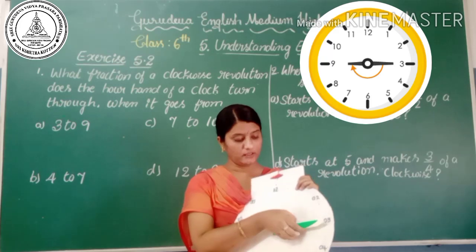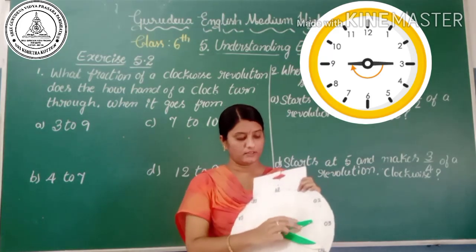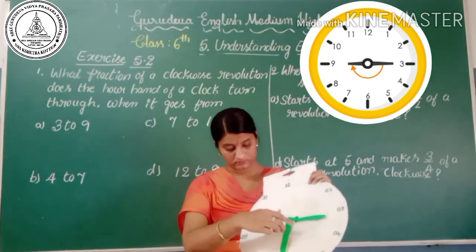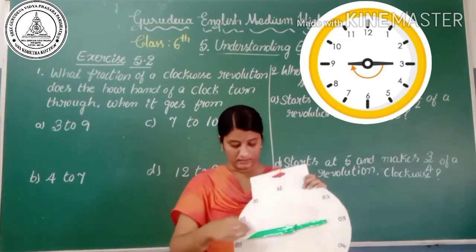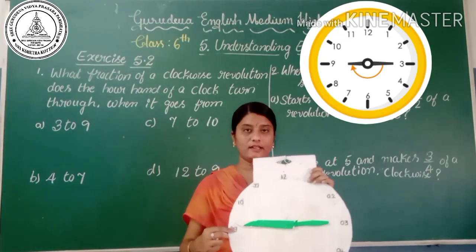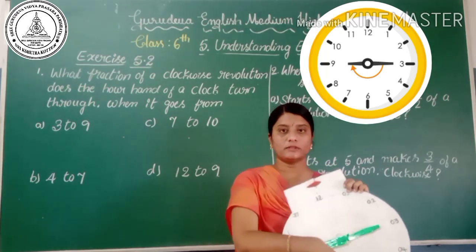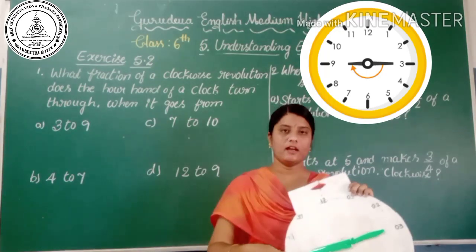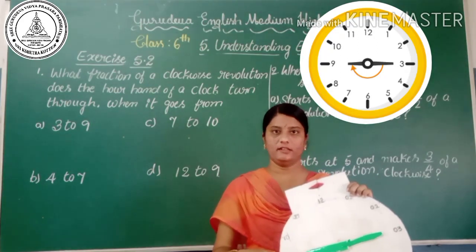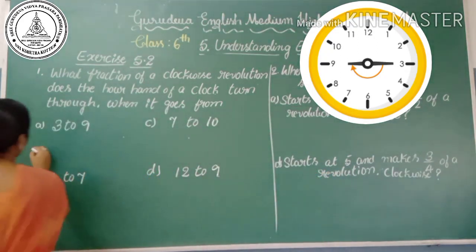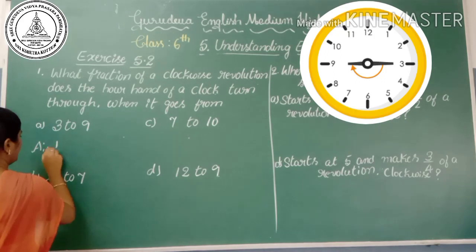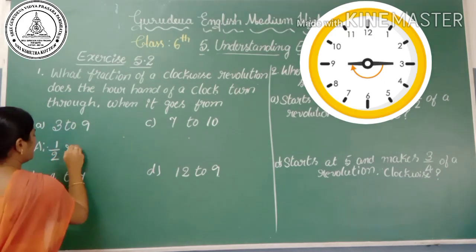Yes, the first one is from 3 to 9. The 3 to 9 is a half revolution, which means it completes 2 right angle turns. So it is a half revolution, right? The answer here is 1/2 revolution.